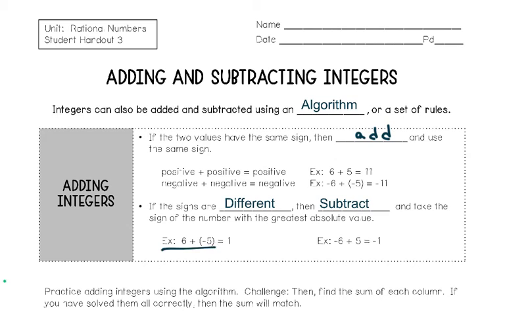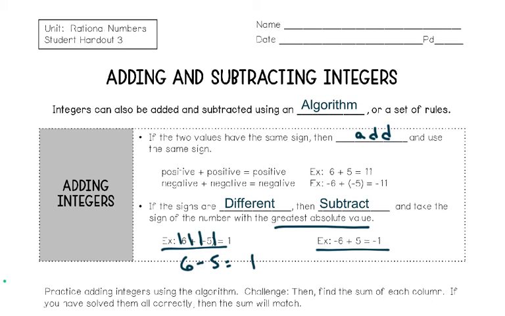So let's look at this example. 6 plus negative 5. So it says if the signs are different, so you have a positive 6 and negative 5, just says subtract. So 6 minus 5 is 1. And take the sign of the number with the greatest absolute value. So the absolute value of 6 is 6, and the absolute value of negative 5 is 5. 6 is greater than 5, and 6 is positive. So I'm going to keep it positive.